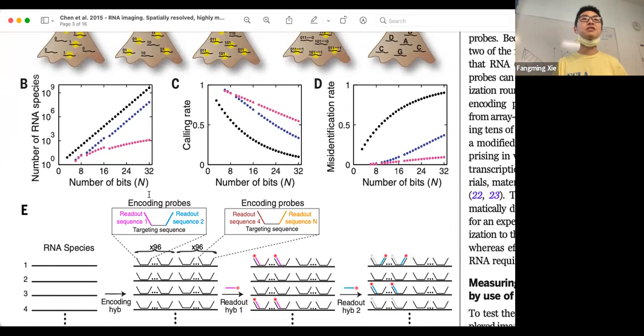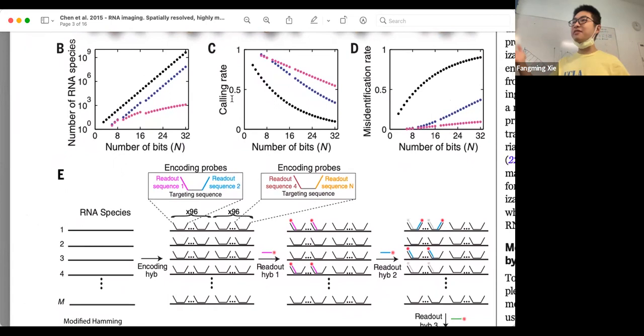Okay, with that, they invented something smarter to deviate from this naive solution, which is still smart, but doesn't work. So they invented the purple line. As you can see, it still increases as you increase the number of bits, how many RNA molecules you can use. But they were able to control the error rate decently with repeated rounds of imaging. So they call it modified Hamming distance 4. What does it mean?